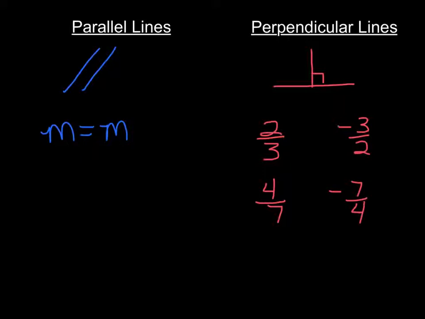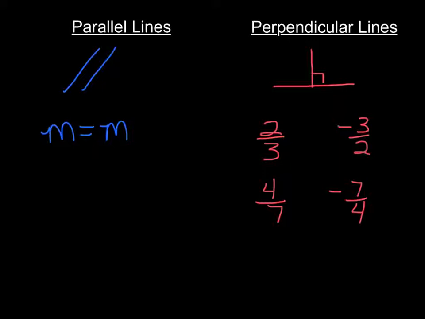The other thing that you know about the product of the slopes of perpendicular lines is that when you take the product of them, which means when we multiply them together, the product will always be -1. Because they are reciprocals, a number times its reciprocal is always 1, and if you throw a negative in there, then it just makes it -1.